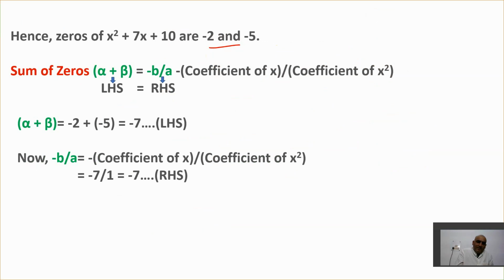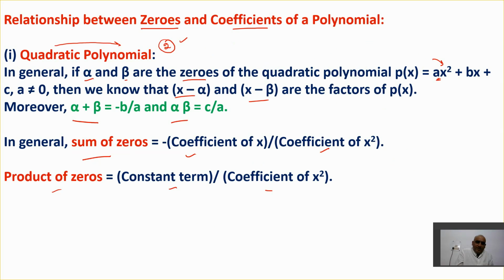In order to verify the relationship, just now we have studied that in a quadratic polynomial, the sum of zeros is this and the product of zeros is this. Sum of zeros is the coefficient of x divided by the coefficient of x square, and product of zeros is the constant divided by the coefficient of x square. Now just understand, that means this is the relationship of zeros and coefficients, and we need to verify this relation.